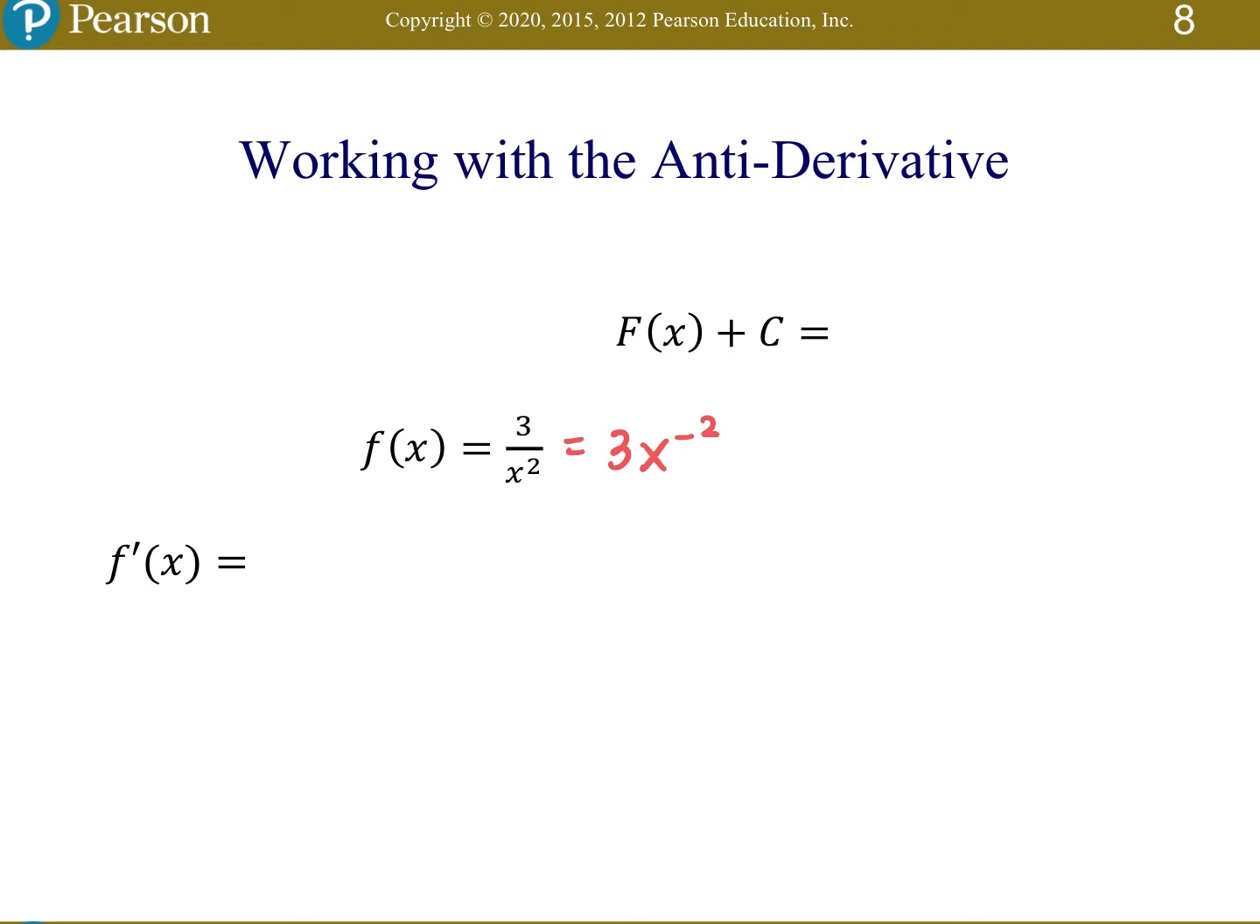It would be -6x to the -3. Very good. You just made the power lower. Good job. Okay, Sue, make the power bigger to find an antiderivative.